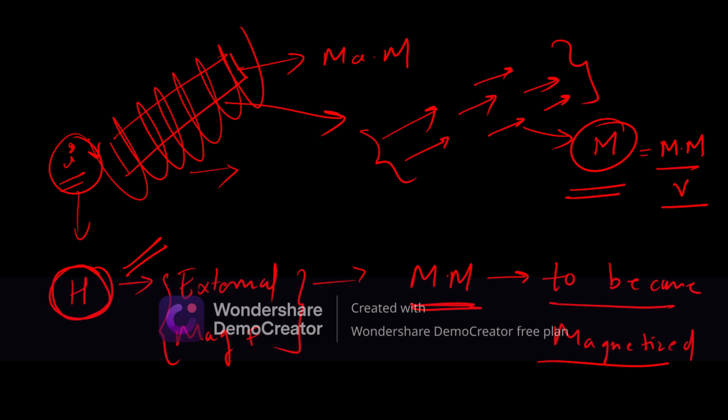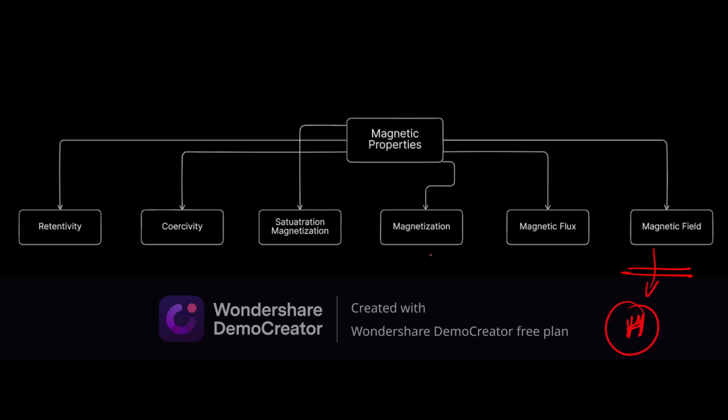Or you can say how strongly a material can magnetize in the presence of an external magnetic field is given by magnetization. Or you can say due to the presence of this external magnetic field, dipoles are arranged in a particular direction and they produce their own magnetic field. That magnetic field is known as magnetization. So that's the simple definition of magnetization.